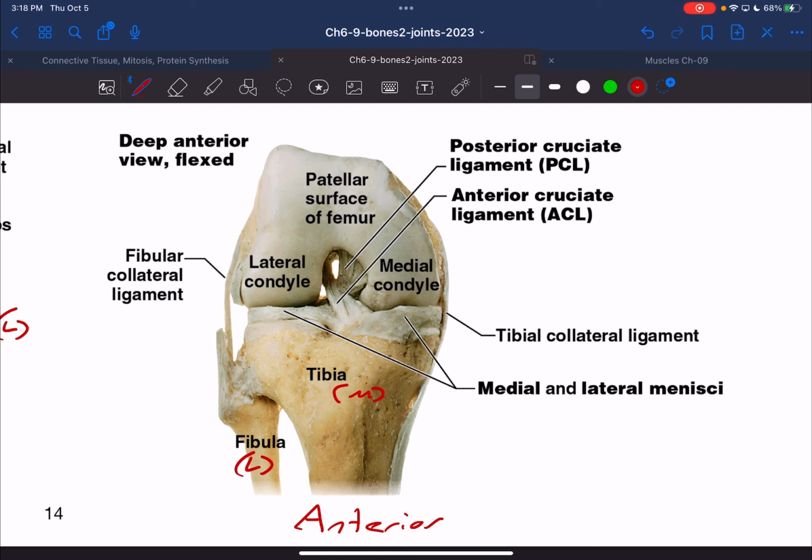So in this case, tibia is going to be your medial one, lateral is going to be your fibular one. Sometimes they're called fibular menisci. Actually, no, they're never called that. Never mind. I take it back.